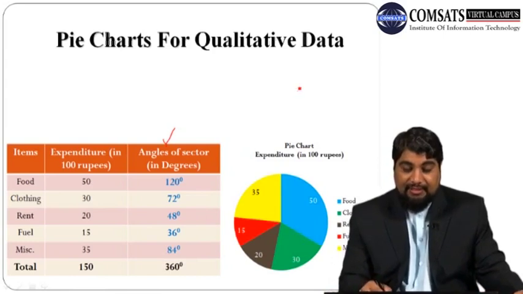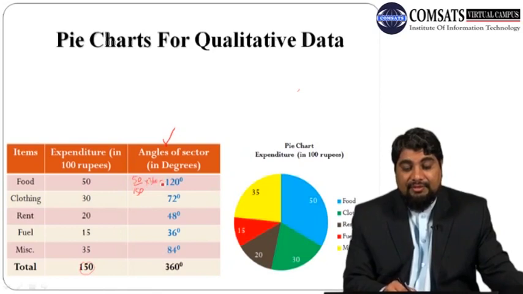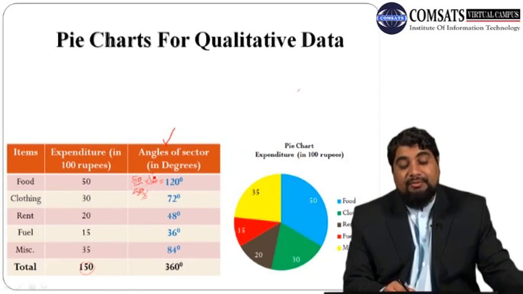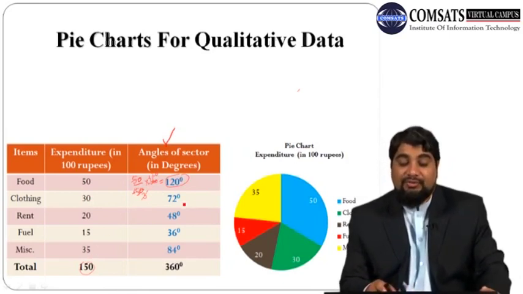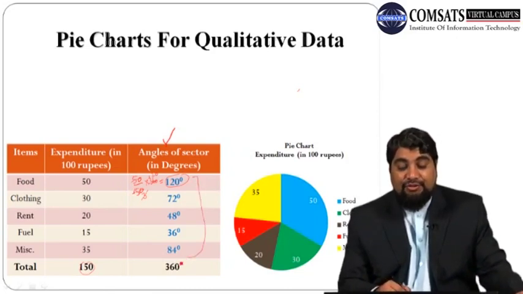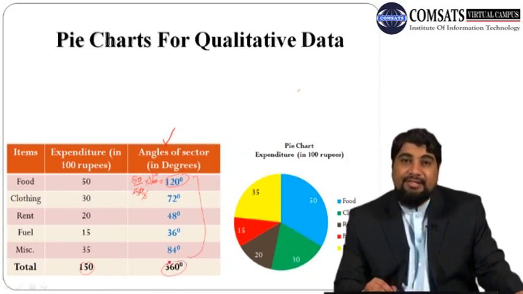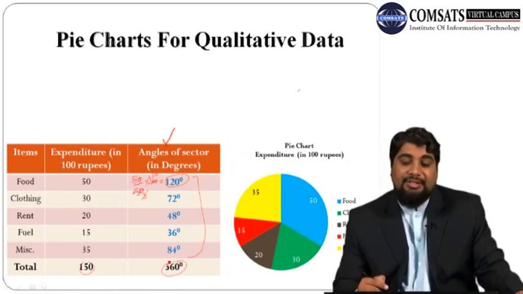So let me do it for the first case. It is 50 divided by the total, which is 150, into 360. So 50 over 150 is one third, and one third of 360 is 120, so we get 120 degrees. Similarly, 30 over 150 into 360, you get 72 degrees, and so on. The sum of all these angles should be equal to 360 degrees. If it is different from 360 degrees, you have made some kind of mistake. You need to cross check your calculations.